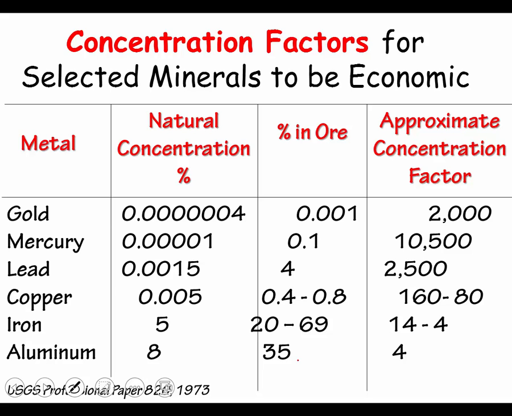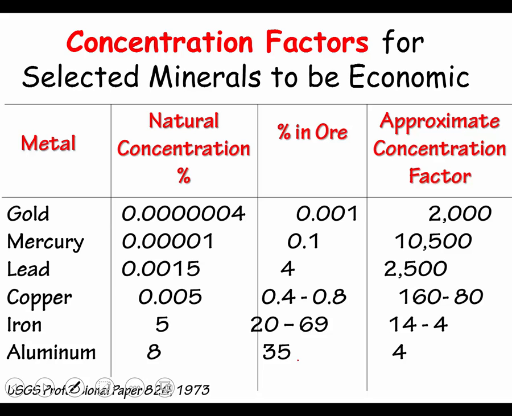So natural concentration is very low. Because it's so expensive, you don't need a lot of it, but because it's so low to begin with, you've got to increase the concentration 2,000 times. So you need to think about how am I going to do that? Well, you can do it as a miner or an engineer with certain types of techniques, but nature has done it too. So we're going to look at what are the natural concentration processes. Mercury, oh wow, you need 10,000 times.